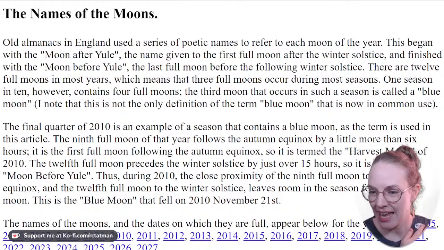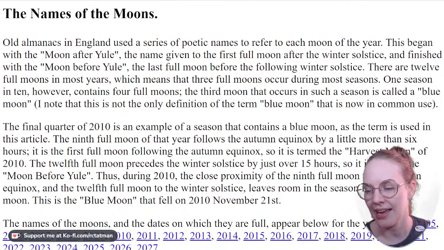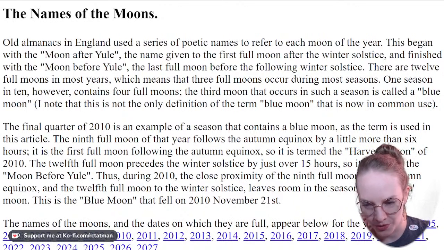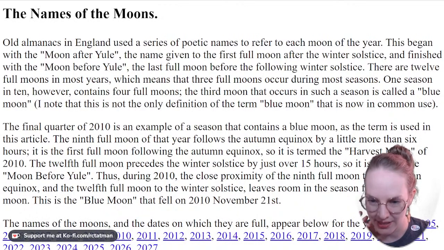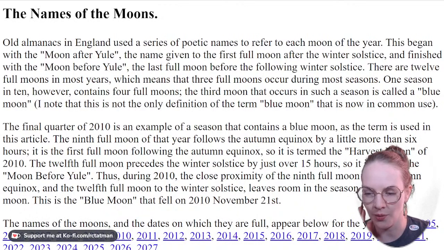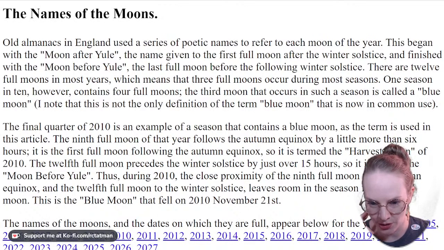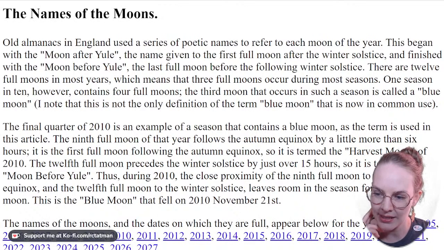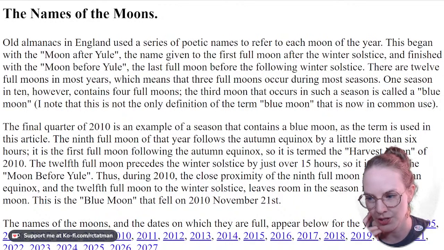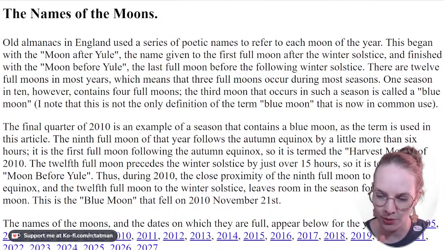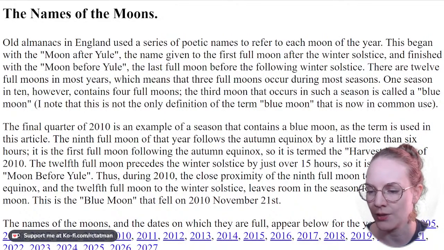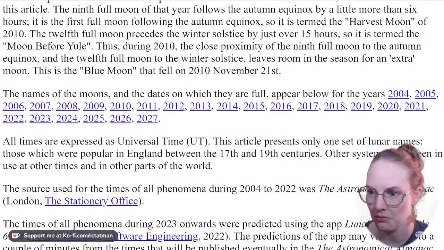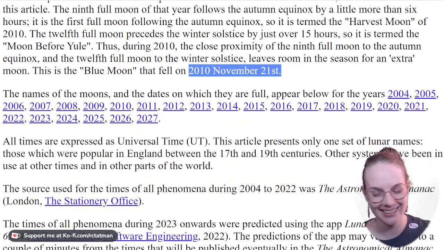The final quarter of 2010 is an example of a season that contains a blue moon, as the term is used in this article. The 9th full moon of that year follows the autumn equinox by a little more than 6 hours. It is the first full moon following the autumn equinox, so it is termed the harvest moon of 2010. The 12th full moon precedes the winter solstice by just over 15 hours, so it is termed the moon before Yule. Thus, in 2010, the close proximity of the 9th full moon to the autumn equinox and the 12th full moon to the winter solstice leaves room in the season for an extra moon. This is the blue moon that fell on 2010, November 21st. That is a way to write a date.